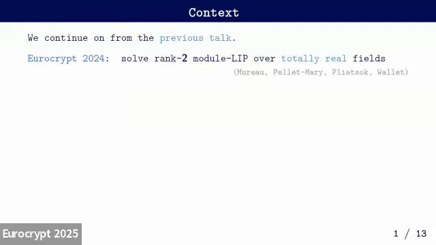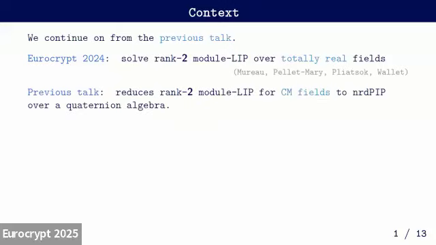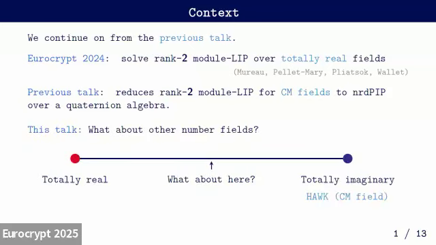In the previous talk we saw that in last year's Eurocrypt there was an attack on the rank 2 modular LIP case when your number field was totally real, and in this case they could fully solve it. We also saw that over CM fields, we can only reduce it to a variant of a principal ideal problem over quaternion algebras, and it doesn't seem obvious how to solve it efficiently. So we have these two cases, and the natural question is, what can we say about all the other number fields that are not totally real or not a CM field?